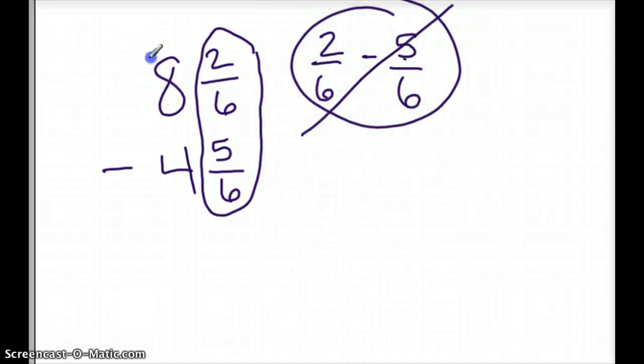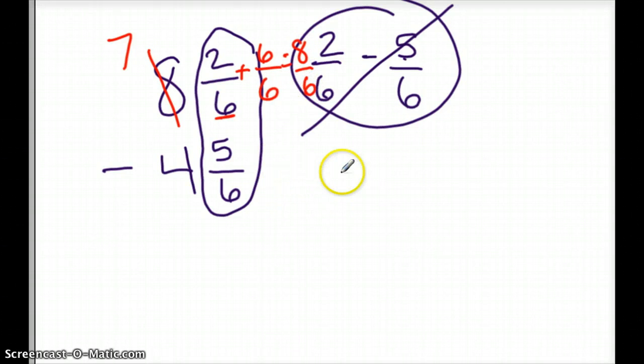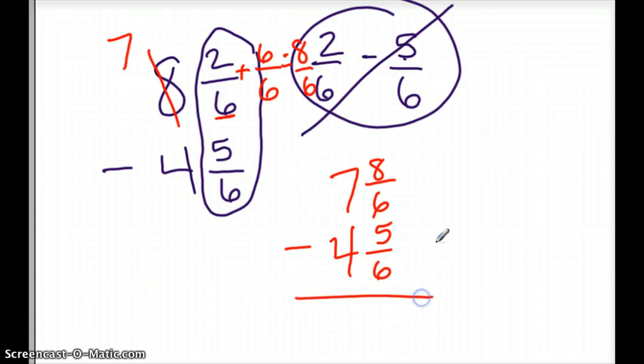So my 8 is going to become a 7. I'm going to add 6/6 because the bottom number is 6. And my new number will be 8/6. So now I have 7 and 8/6 minus 4 and 5/6. And now I can subtract. 8 minus 5 is 3/6. 7 minus 4 is 3.